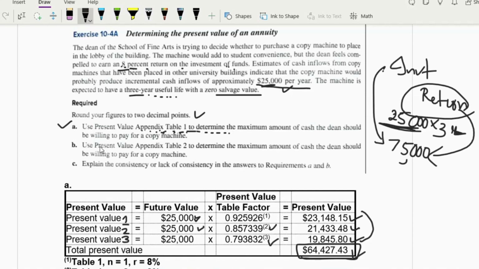Point number B says use present value appendix table 2. This means use the annuity table, and we all know what an annuity is, right? The same amount you receive every year for a specified time period.